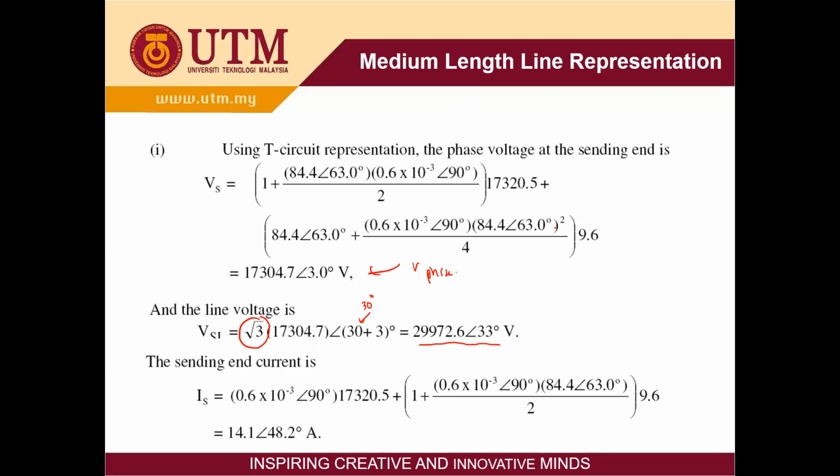What about the sending end current? The sending end current is actually the same. You can use IS is equal to C VR plus D IR. So finally you will obtain this value. And once again, this IS is the phase current.